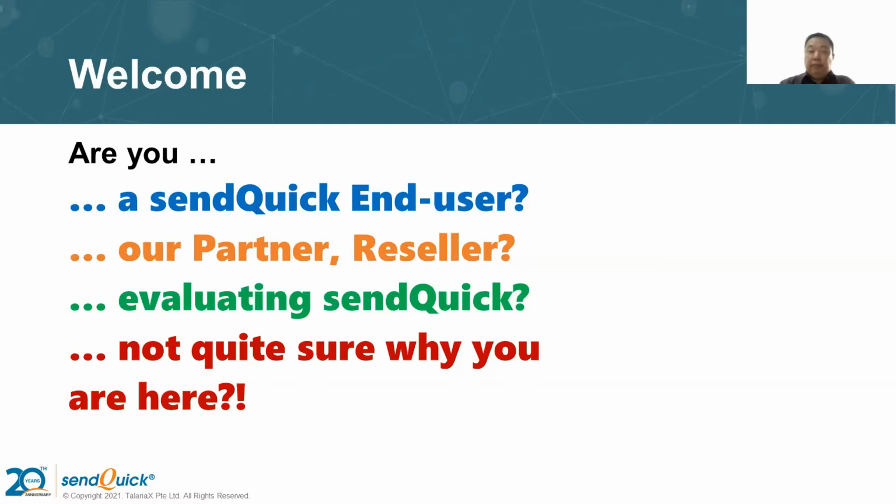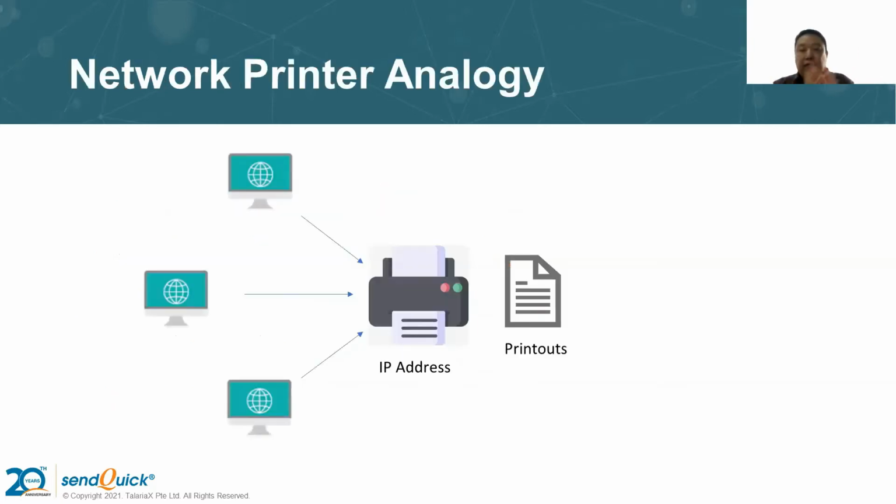Okay, great. Without further ado, I'm just going to talk a bit about understanding the sendQuick setup. Let's do an analogy. I guess most of you will be familiar with this one. If you have an organization or a network, you may have a printer. And as long as it's in a network, it has an IP address. Anyone in the network, any terminal, any computer, can send a print request to this printer with the IP address, and the printer will do what it does, print out, right?